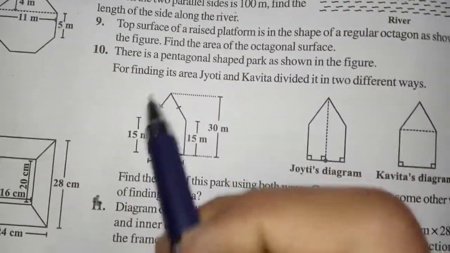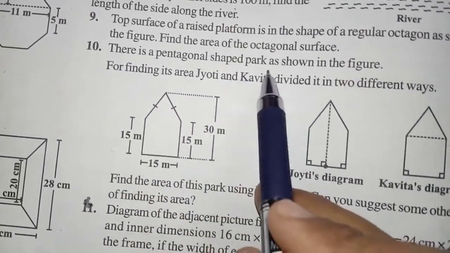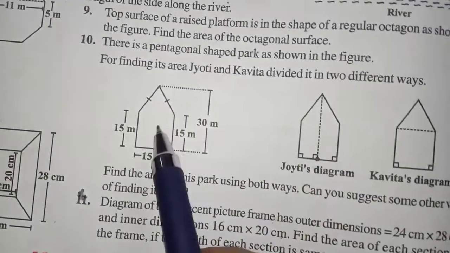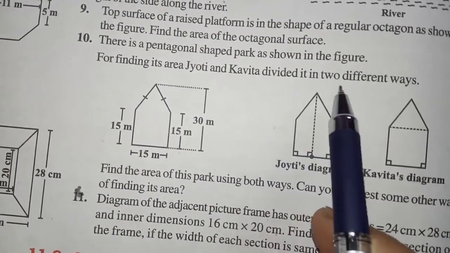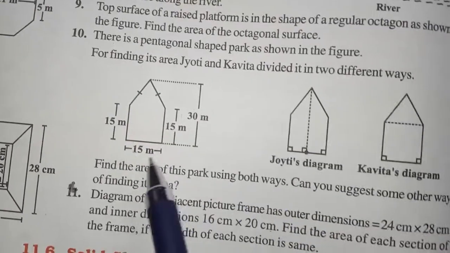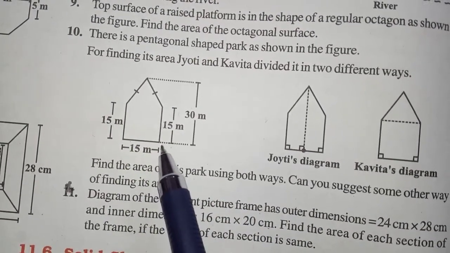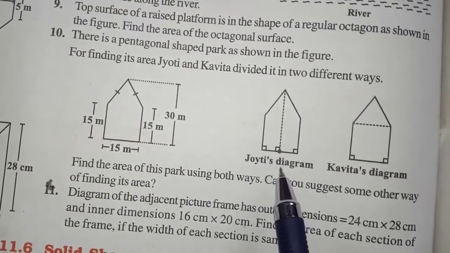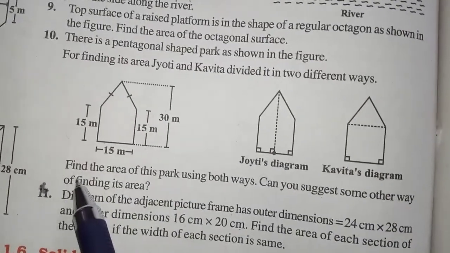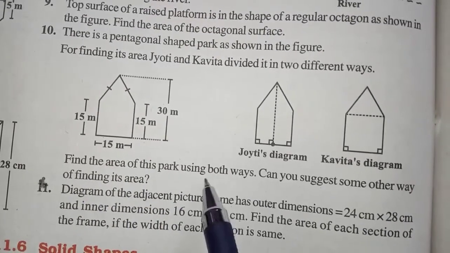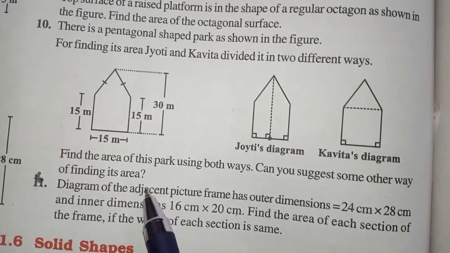Then we have question number 10 here. There is a pentagonal shaped park as shown in the figure. For finding its area, Jyoti and Kavita divided it in two different ways. You can see this is the pentagonal shaped park. Jyoti's diagram is this and Kavita's diagram is this. Here we have to find the area of this park using both ways. Can you suggest some other way of finding its area?